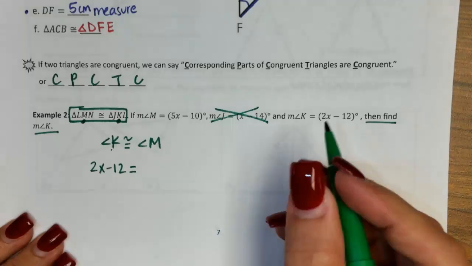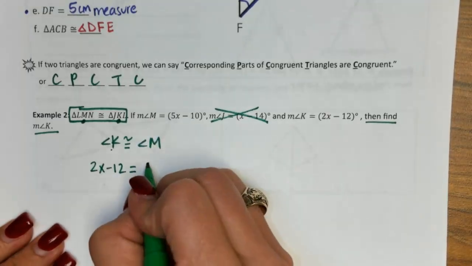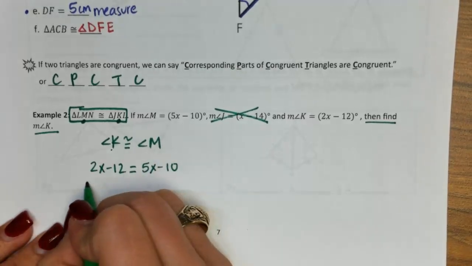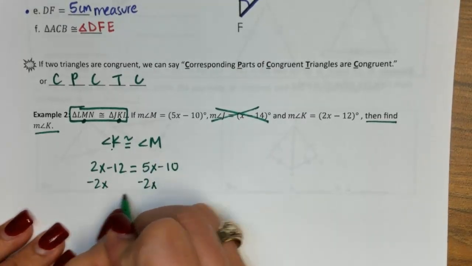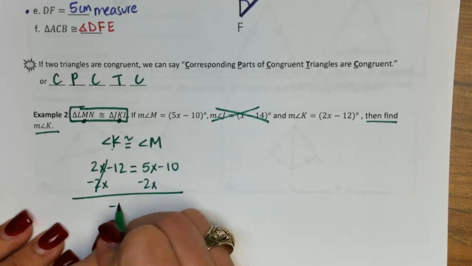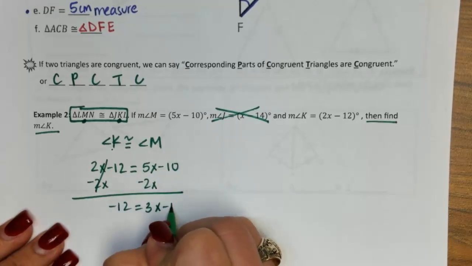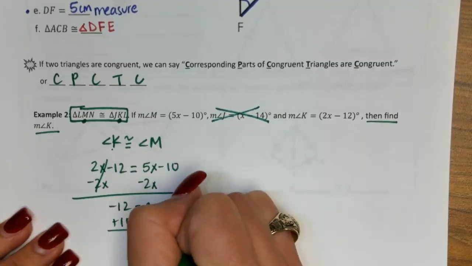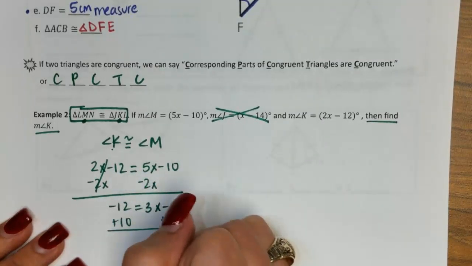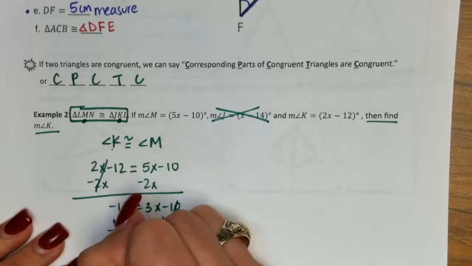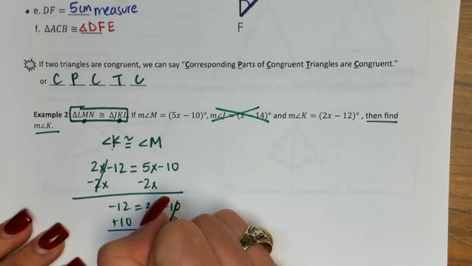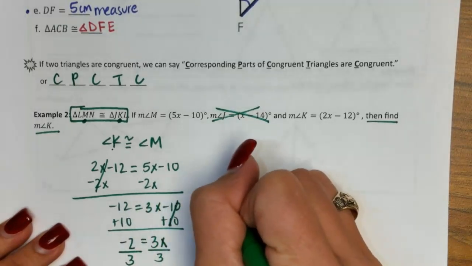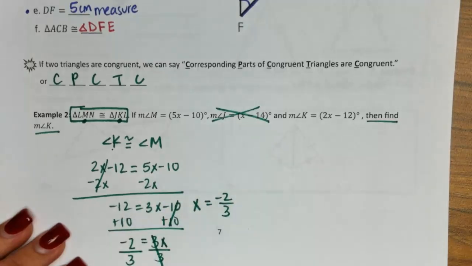K is 2x minus 12. That is equal to M, 5x minus 10. This is how I'm going to solve for x. I'm going to get x on one side. So that cancels right there. Negative 12 is equal to 3x minus 10. Add over 10. So negative 12 plus 10 is negative 2 is equal to 3x. Divide by 3. So x is equal to negative 2/3, which is kind of ugly, but okay.